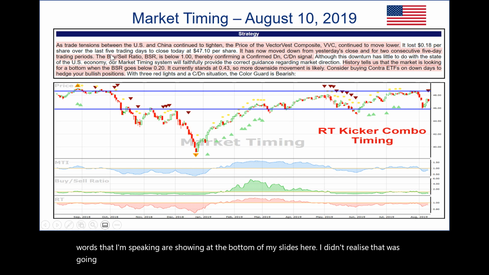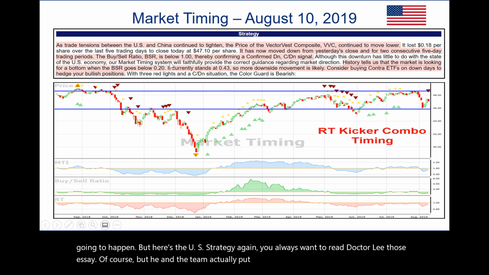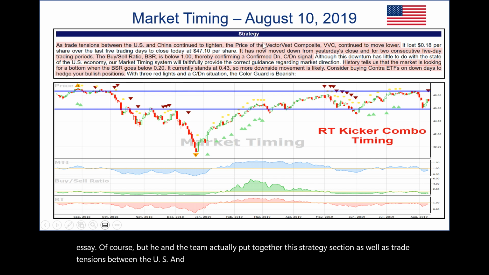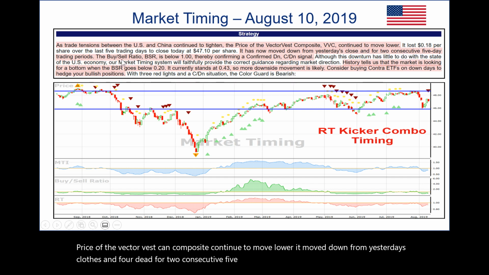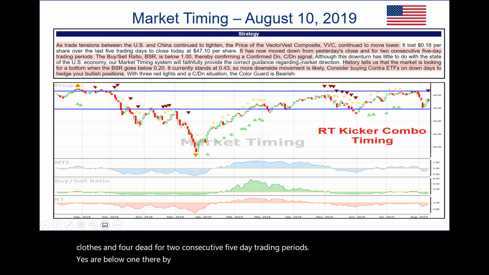But anyway, here's the U.S. Strategy. Again, you always want to read Dr. Lito's essay, of course, but he and the team actually put together this strategy section as well. And as trade tensions between the U.S. and China continue to tighten, the price of the VectorVest composite continued to move lower. It moved down from yesterday's close, and for 2 consecutive 5-day trading periods, BSR below 1, thereby confirming a down signal. And Dr. Lito, I'm sure, has his influence here.